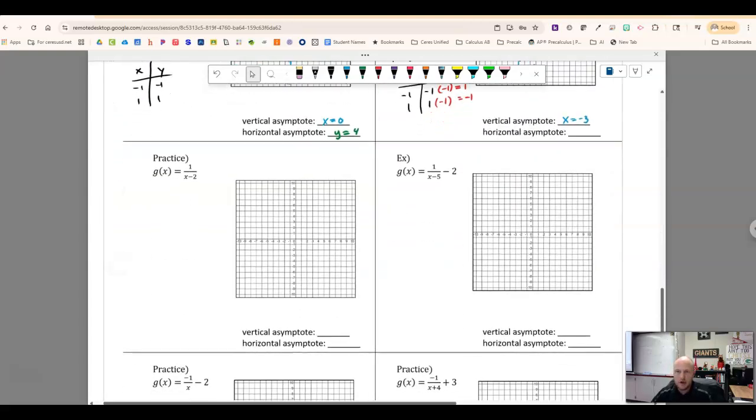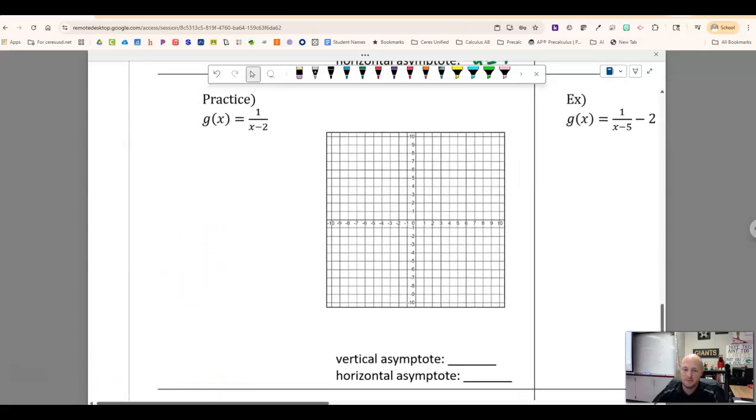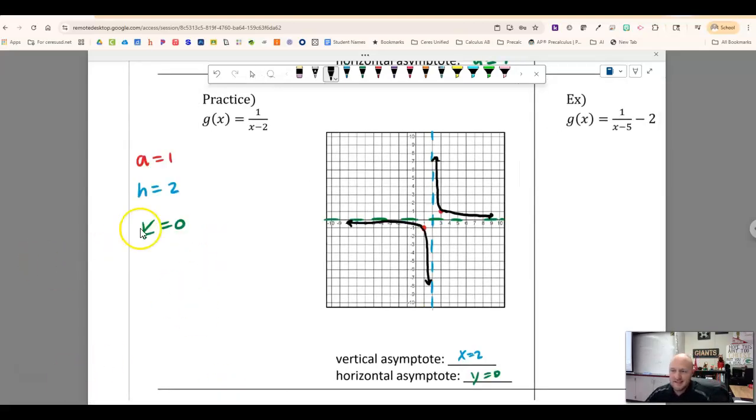I want you to go ahead, pause me, and try this practice problem. Let's see if you get it. Okay, here is this example. Your A was 1, H was 2. Remember, it's always the opposite. If you're going to mess up, that's what it's going to be. You should have gone right 2, not left 2.